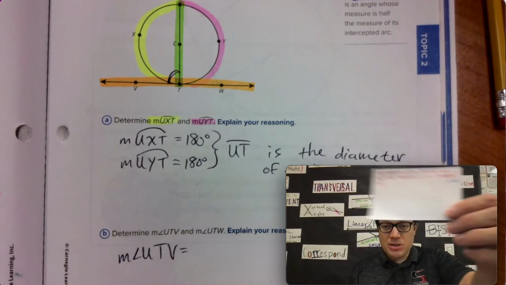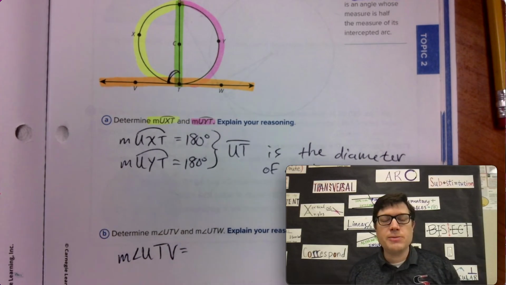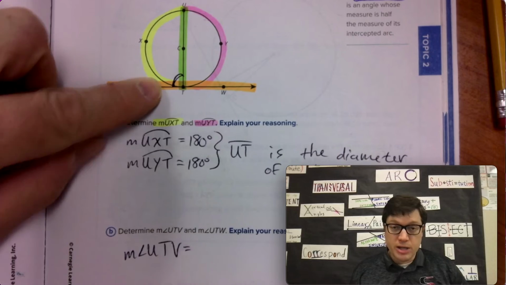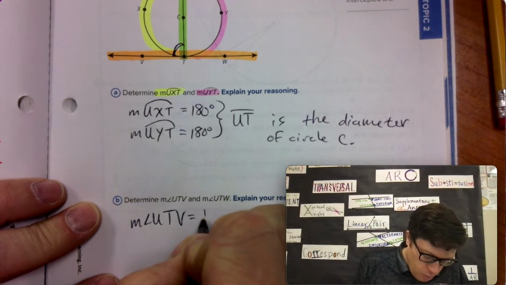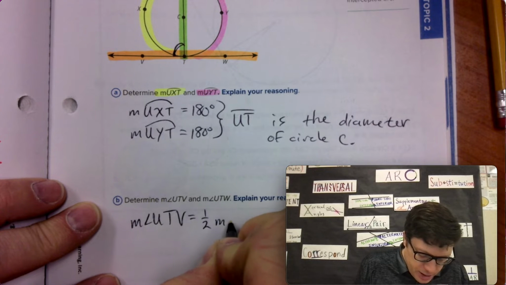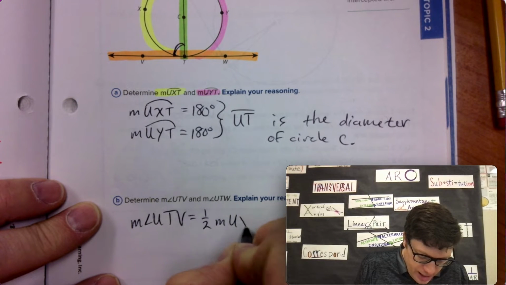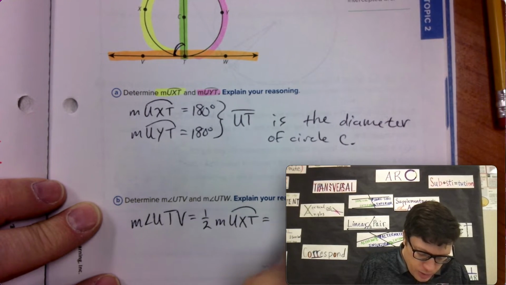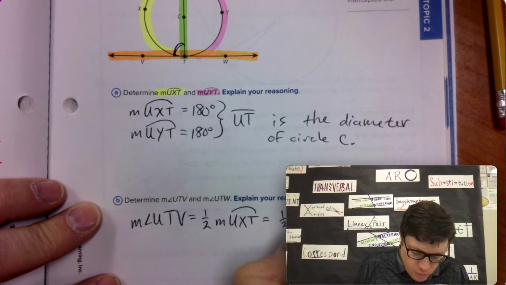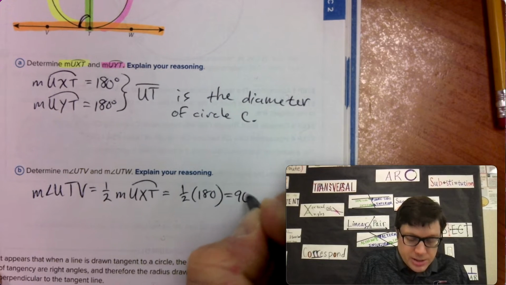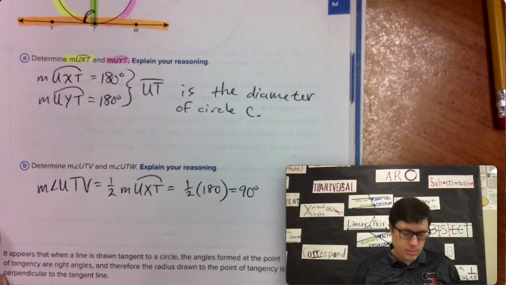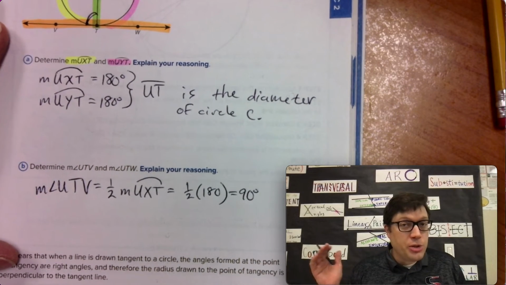And because of the inscribed angle theorem, it has to be half of the measure of this arc. So I'm going to show some notes, and then I'm going to produce a number. 1/2 of the measure of arc UXT, which means 1/2 of 180, which therefore means 90 degrees. That's UTV.